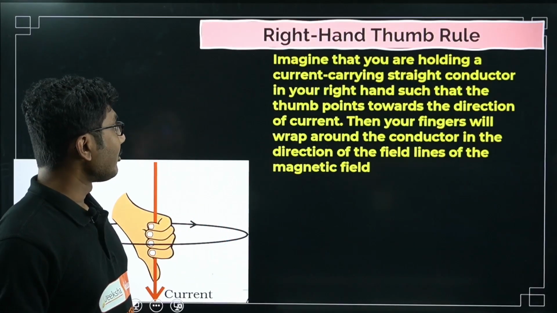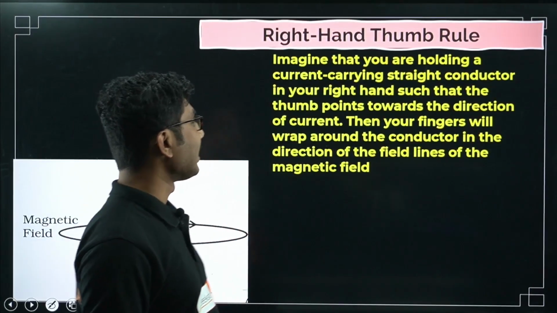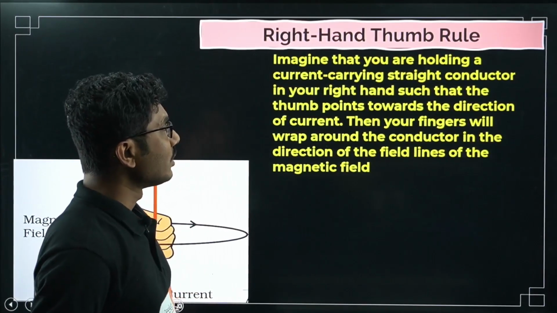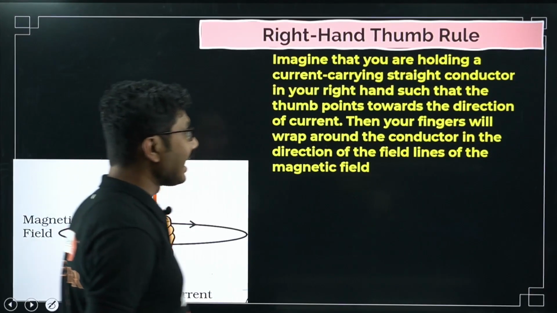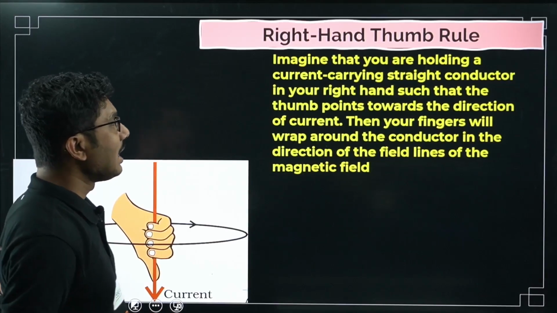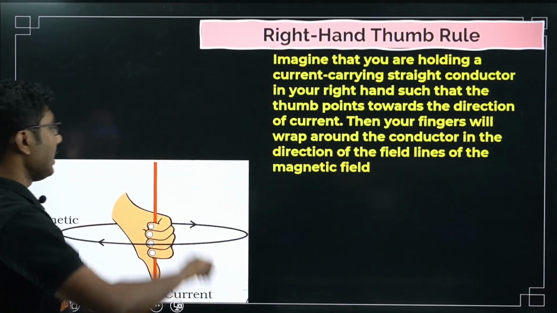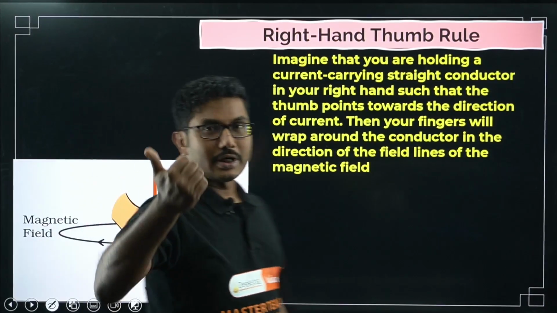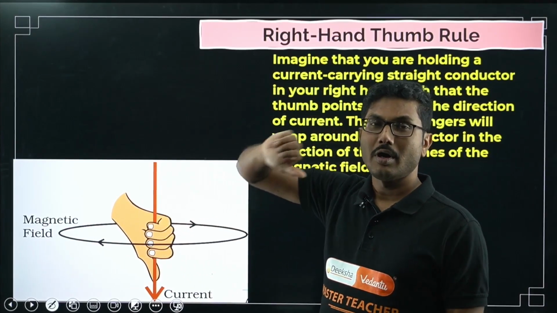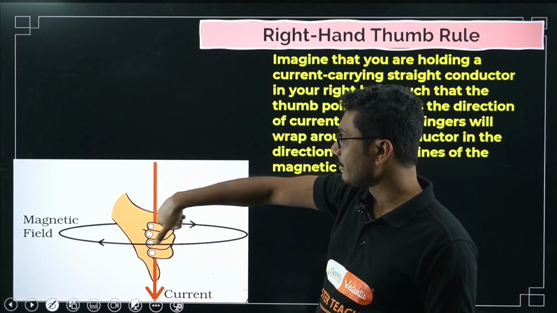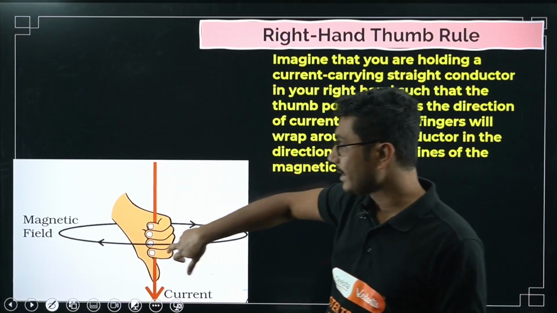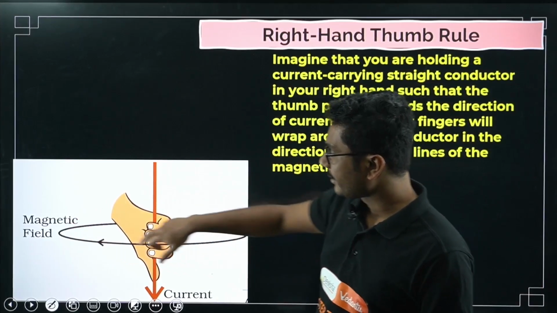Now the right hand thumb rule, I already explained it. Imagine that you are holding a current carrying straight conductor in your right hand such that the thumb points towards the direction of current, then your fingers will wrap around the conductor in the direction of the field lines of the magnetic field. So if you point your thumb in the direction of the current and wrap your fingers around, it will give you the direction of magnetic field lines, the direction of magnetic field in that region. So this is the magnetic field, it is circular.